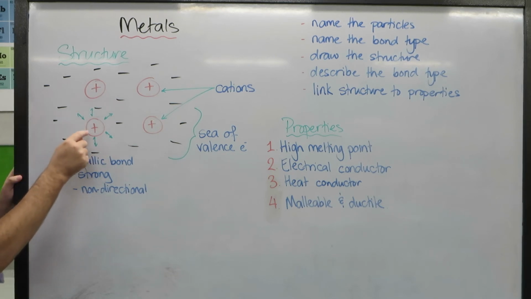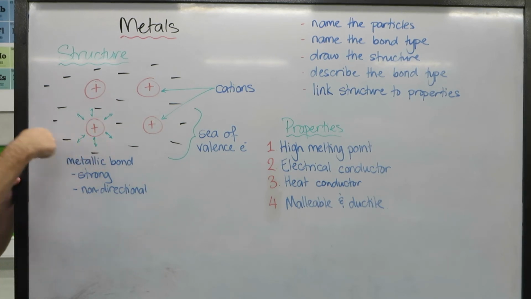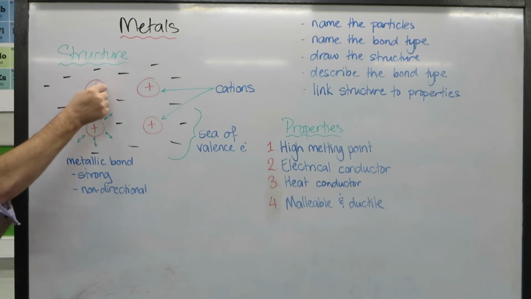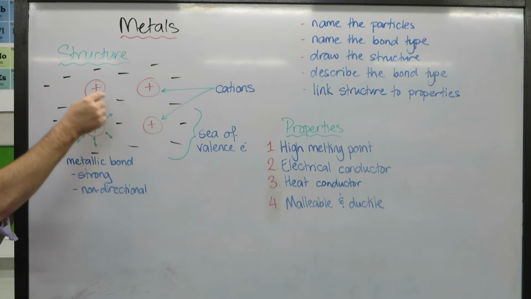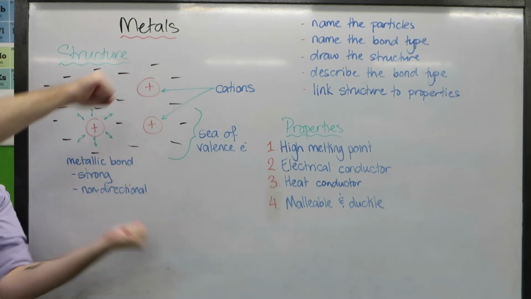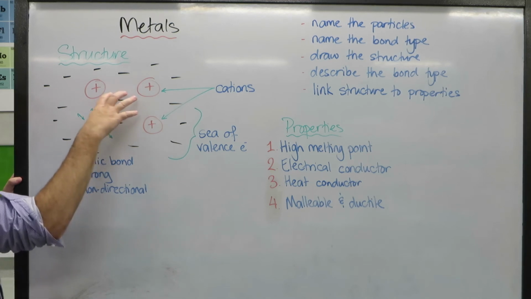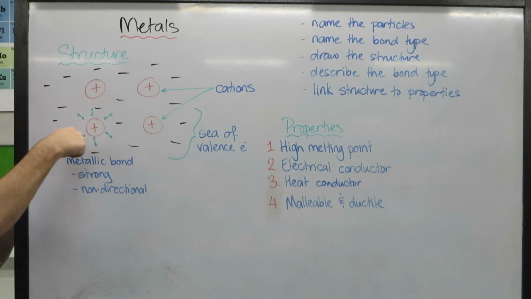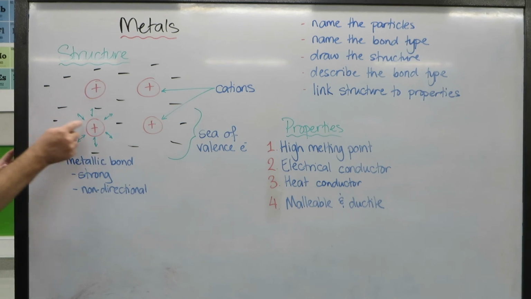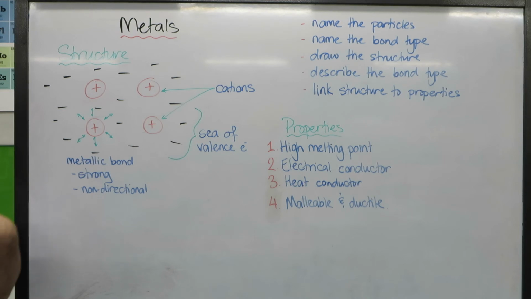The relationship between each cation and that sea of valence electrons around them is called the metallic bond. So the relationship isn't between cation and cation. They would actually repel each other because they're both positive. The relationship is between the cation and the sea of valence electrons around it. And this is what the metallic bond is. And because it's positive to negative, it is strong. Anything that's an electric attraction, plus and minus, is a strong attraction.